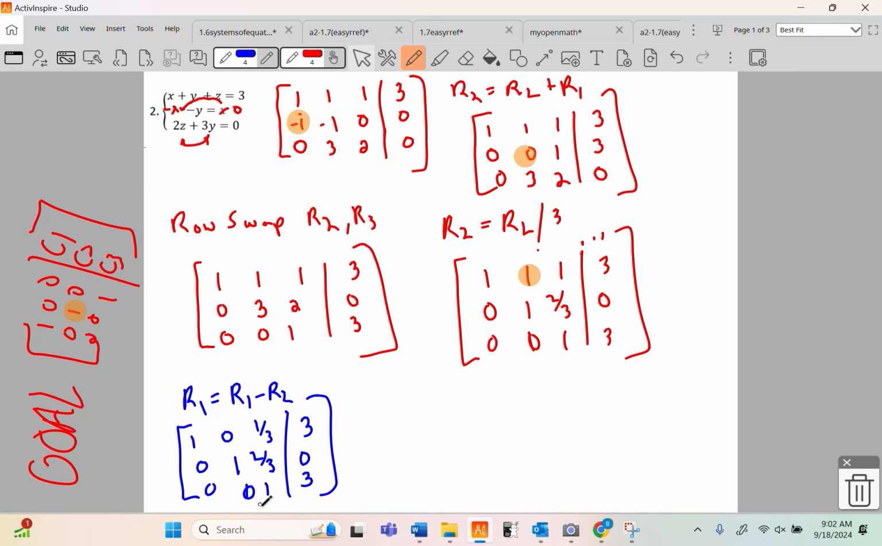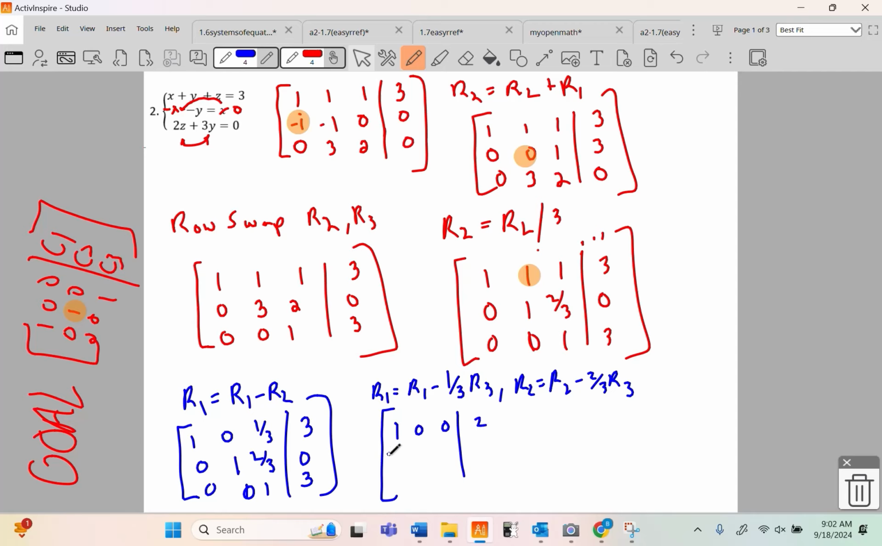Since I have a 1 here, if I took away a third of this 1 from that guy, I'd have my 0. Row 1 is row 1, take away 1/3 of row 3. I'm going to go ahead and do 2 operations. If I took away 2/3 of 1, I'd have a 0 there. Row 2 is also row 2, take away 2/3 of row 3. 1 minus a third of 0 is still 1. 0 minus a third of 0 is still 0. A third minus a third of 1 is 0. 3 minus a third of 3 is 2.